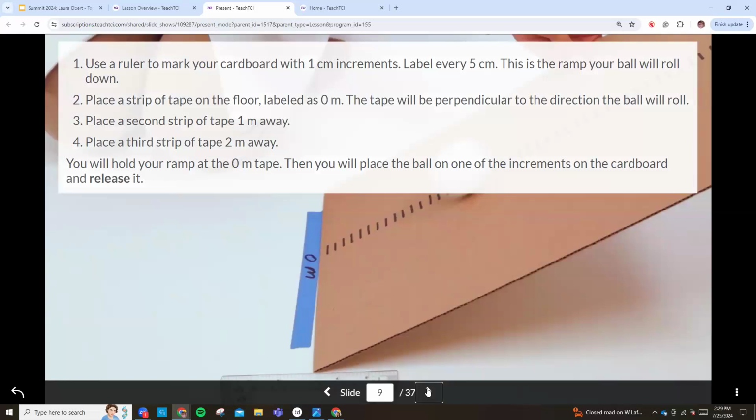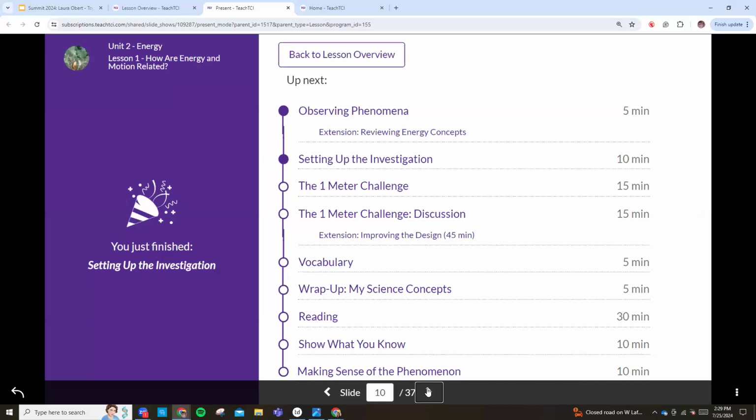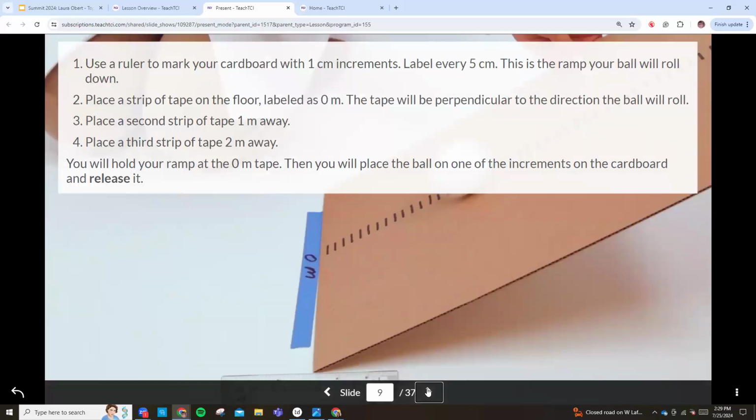What that's going to look like is we're actually going to be using a ramp, and on that ramp we're going to have different meter marks. We're going to mark it off by 1 centimeter increments, and then identify with bigger numbers every 5 centimeters on this ramp. We're also going to place tape on the floor. We're going to have 3 pieces of tape: your 0 meter mark, your 1 meter mark, and your 2 meter mark of tape.